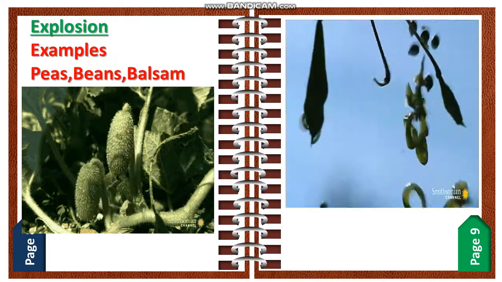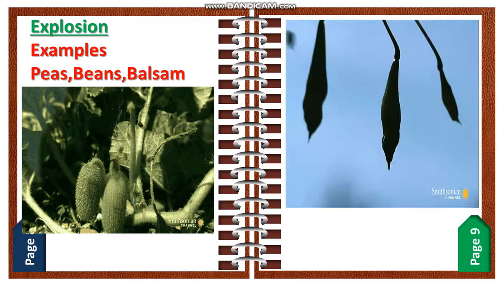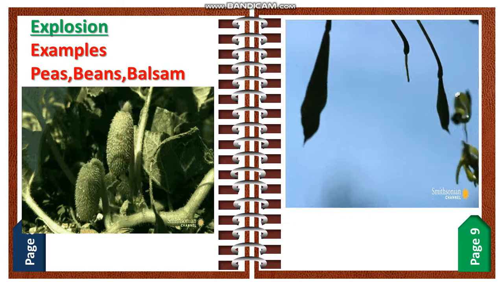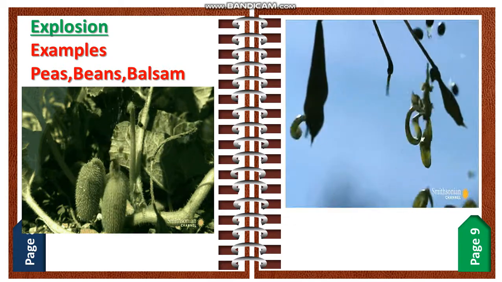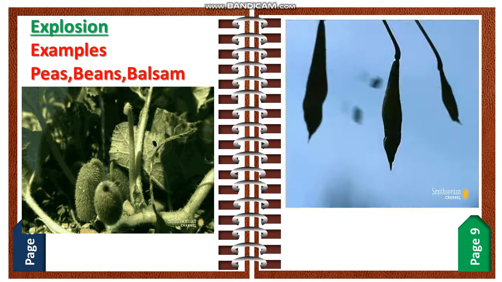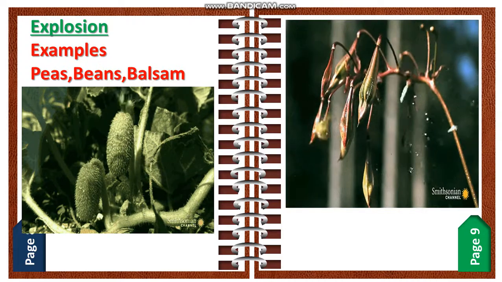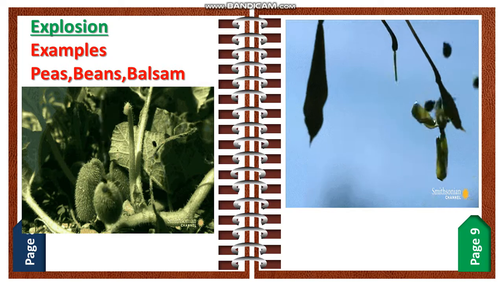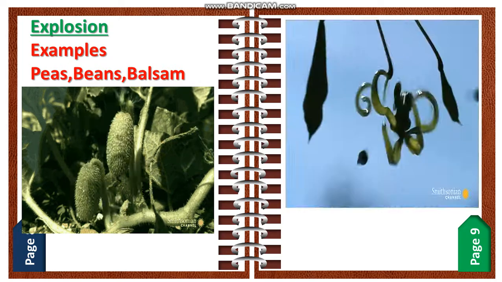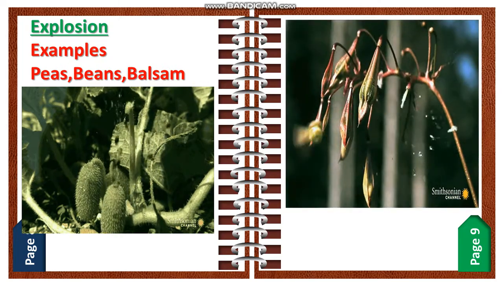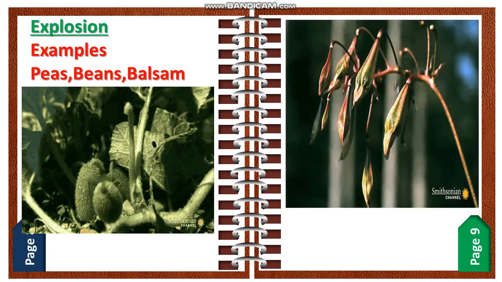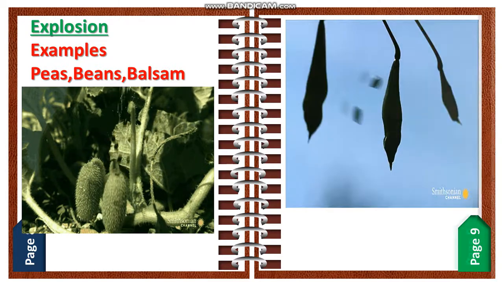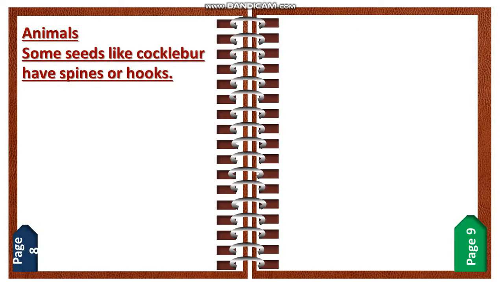Here you can see how these pods are dispersing the seeds automatically. Either they get dispersed by the pressure or by some other reason. So in explosion, a few examples like peas, beans and balsams are the seeds which get dispersed by the process of explosion. Now, let us talk about animals.